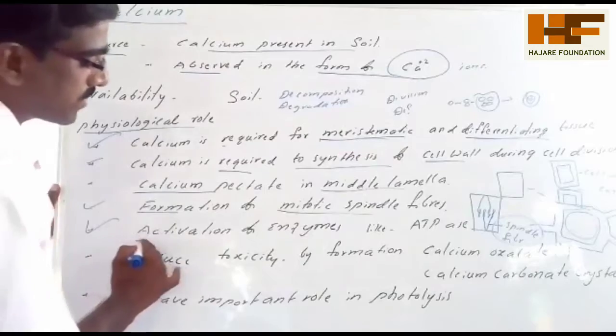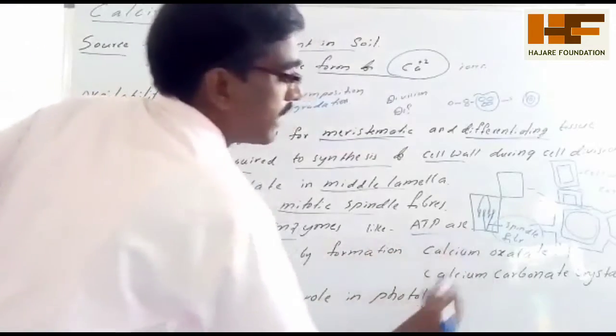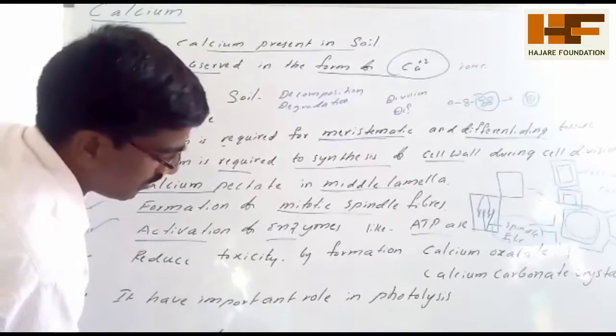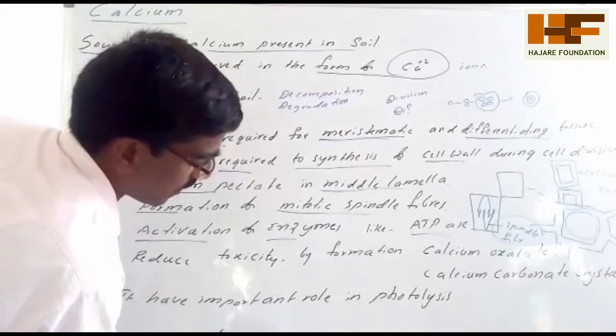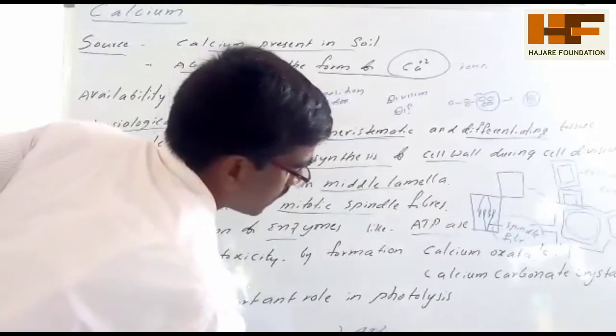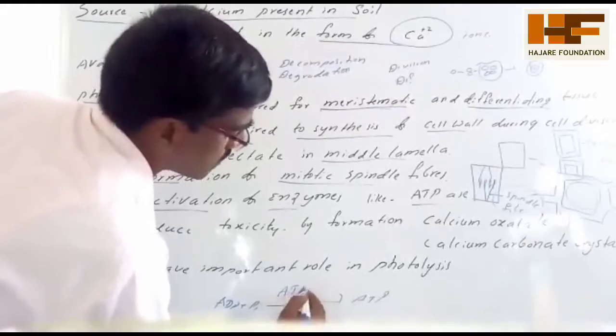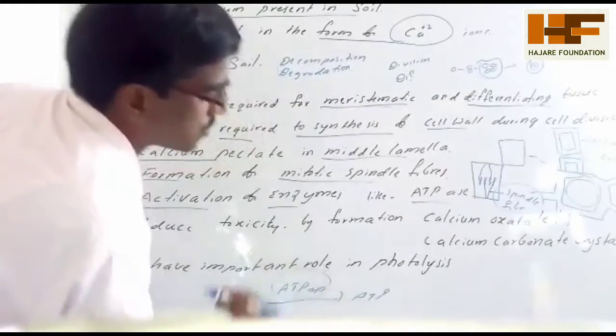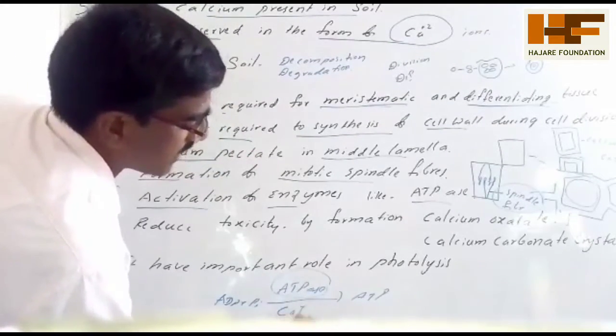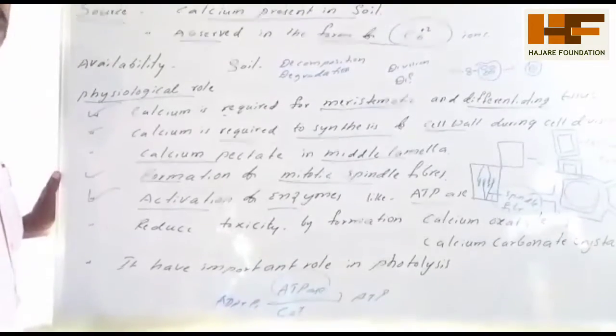The next is activation of enzymes, like ATPase. ADP plus inorganic phosphate becomes ATP. This ATP formation is possible with the help of the ATPase enzyme. The ATPase enzyme is activated in the presence of calcium ions.